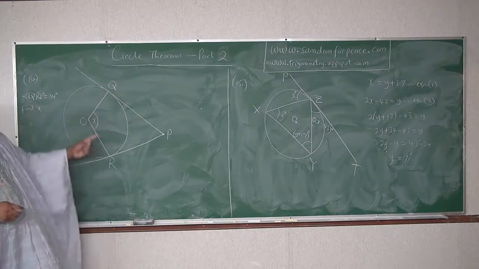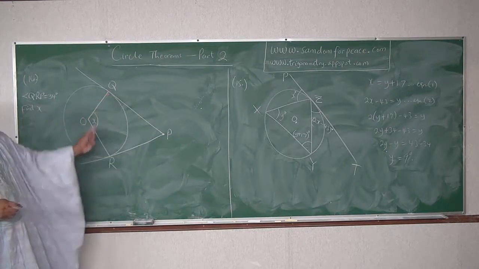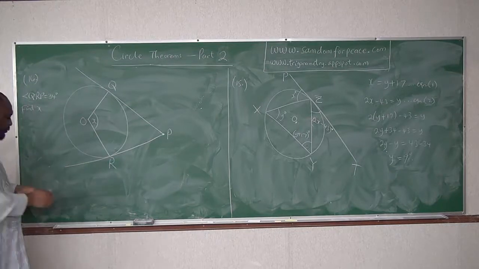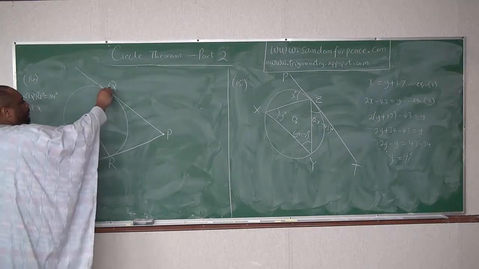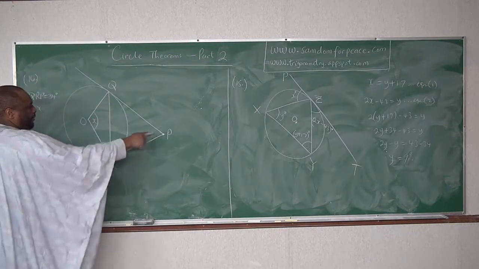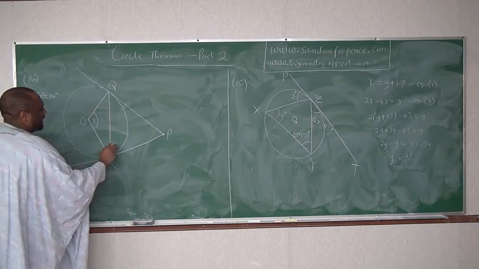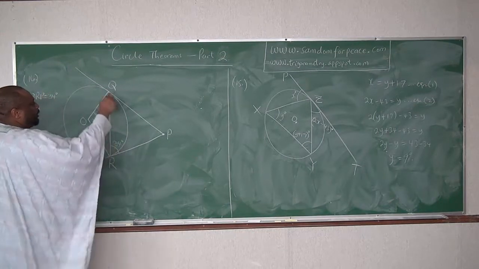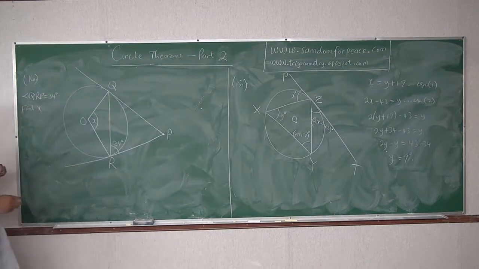So angle QRP is 34 degrees. That means we have to draw a triangle. So this is what they say is 34 degrees here. QRP, find X.